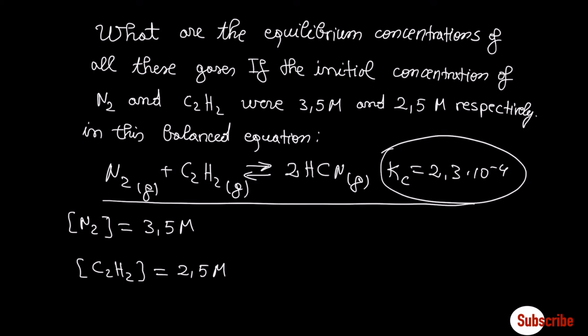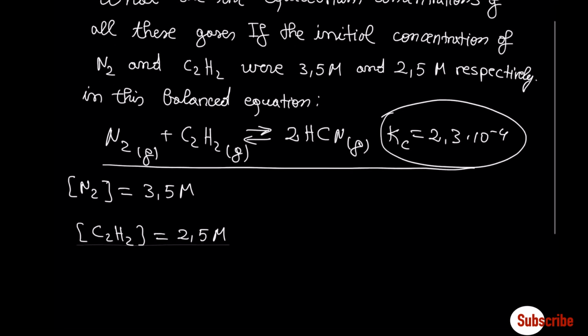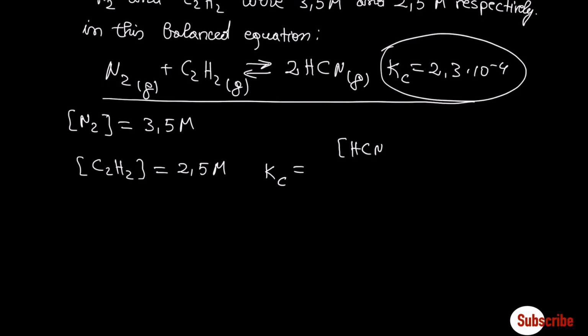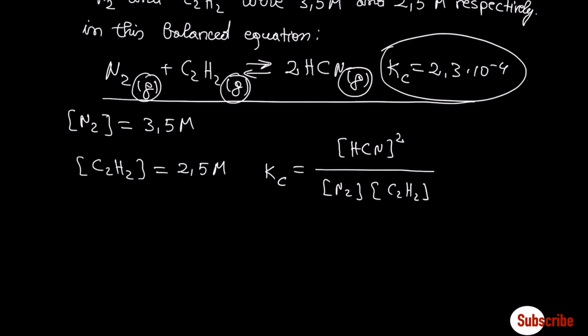First, we can write the equilibrium constant for the balanced equation. At this step, you have to be careful because solids and liquids are not included in the equilibrium constant. In this case, we have all our compounds in the gaseous state, and these concentrations here are all equilibrium concentrations. The easiest way to do this is by building a table like this.